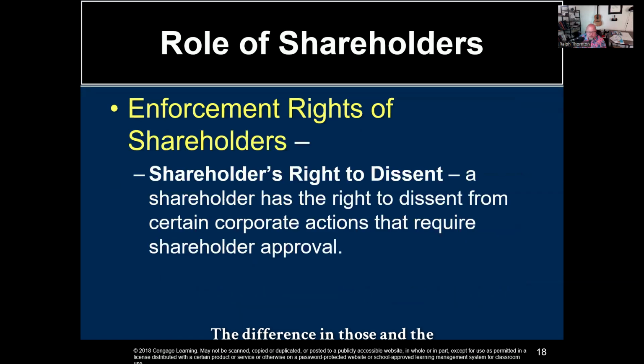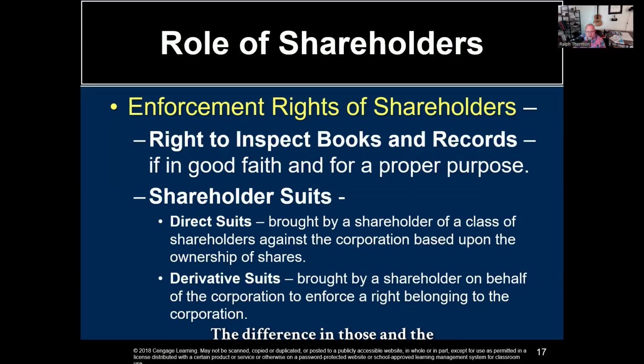The difference in the two is in a direct suit, the shareholders could be looking for something for themselves when they're suing the corporation. Could be money, could be how shares should be divvied up, several reasons. In a derivative suit, they do not get anything themselves. The corporation would be the one compensated for whatever wrong has been done against them. So the corporation as an entity would be compensated.